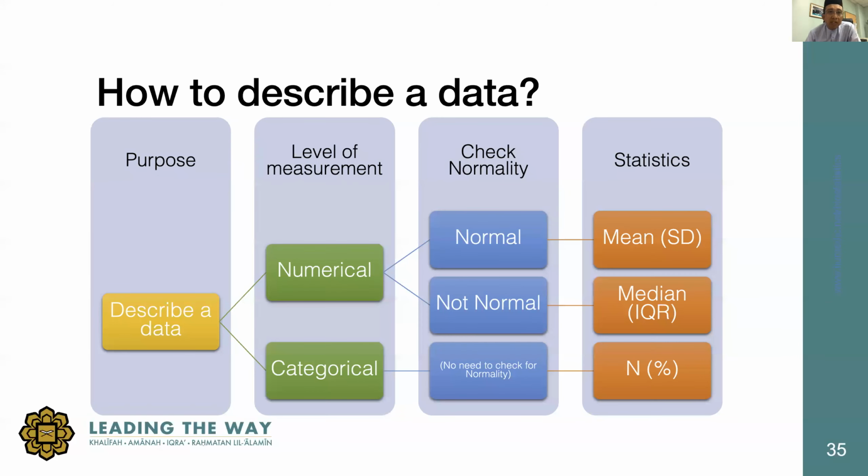So what to do with all the data? This is descriptive, how to describe data. I told you, when you have data, you check whether it is numerical or categorical. If numerical, check normal or not normal. If normal, use mean and standard deviation. If not normal, use median and IQR. If categorical, you do not need to check for normality. Just describe using count and percentage. This is the statistical descriptor.